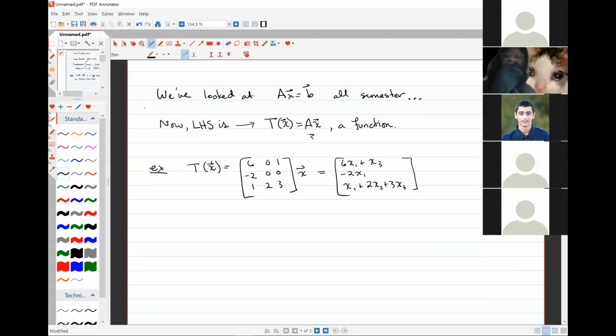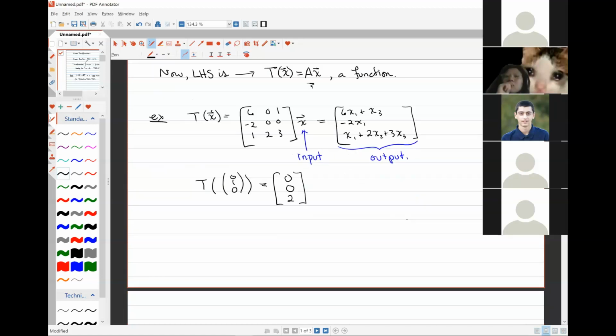So this is our input vector. And we plug in the right numbers and we'll get this output vector. For instance, if I want to know the image of 0, 1, 0, I just plug 0, 1, 0 into these x1, x2, x3 slots, and this is what I'll get. x1 is 0, and here I'll get 2, so 0, 0, 2.